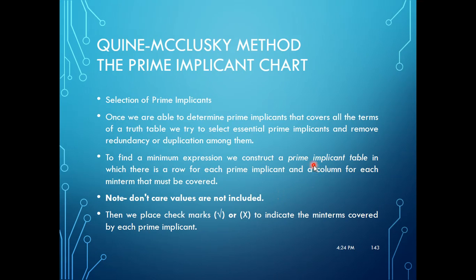But how to select this? So which are not in the stage 1, stage 2, stage 3. If any term is not being check marked, that term we call a prime implicant. So that you have to select in the table, only those. Okay, so which are not being check marked, that will be the prime implicants.